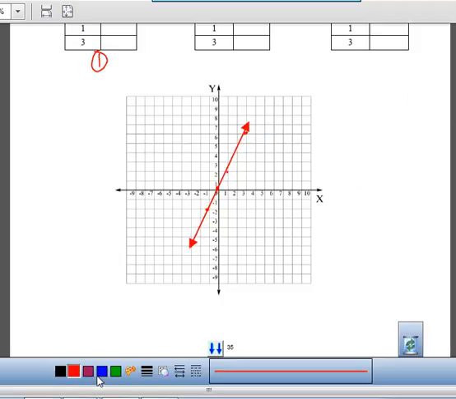Okay, next I'm going to plot using blue, and that's going to be table 2, the one in the middle. So I've got -3 and then -2. I've got -1, 2. I've got 0, 4. I've got 1, 6.